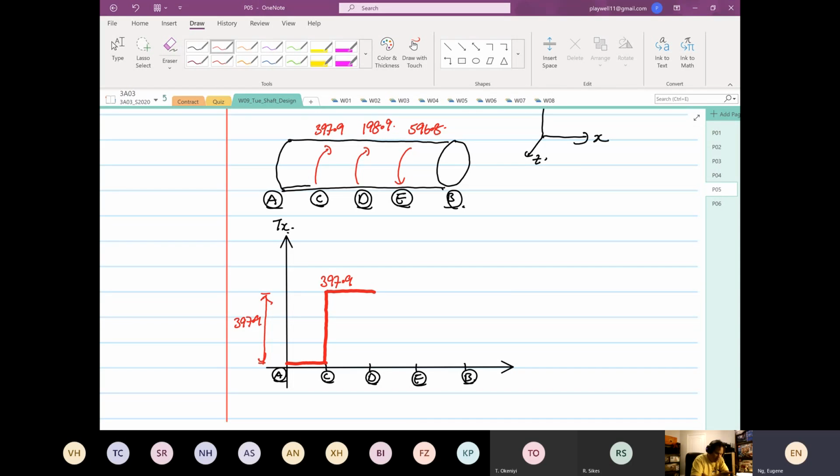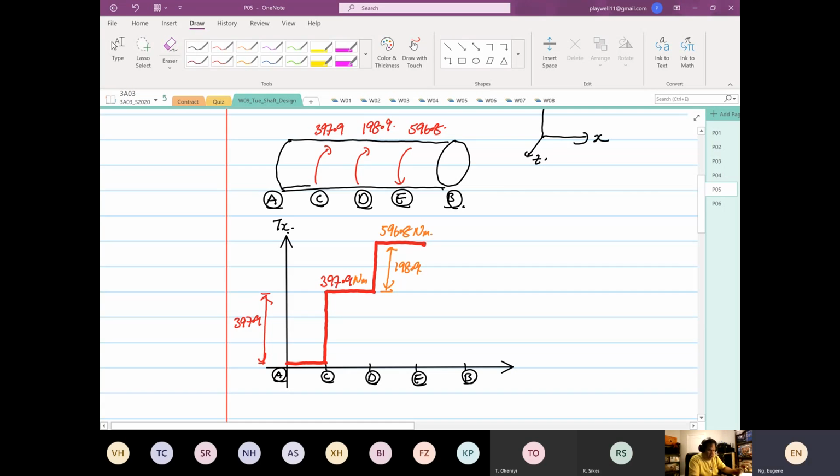Now this 198.9 is cumulative, so it goes up. When it goes up, the distance from here to here is 198.9, but the value, 397.9 plus 198.9, is equal to 596.8 Newton meter.